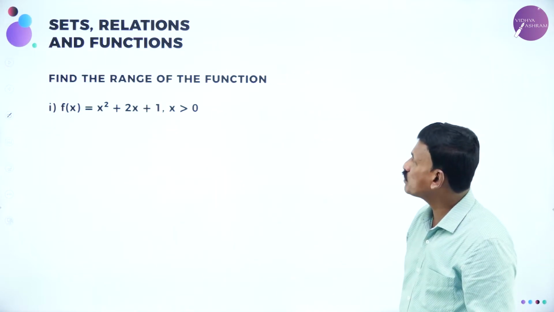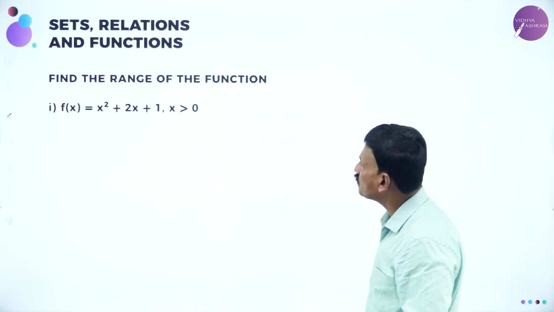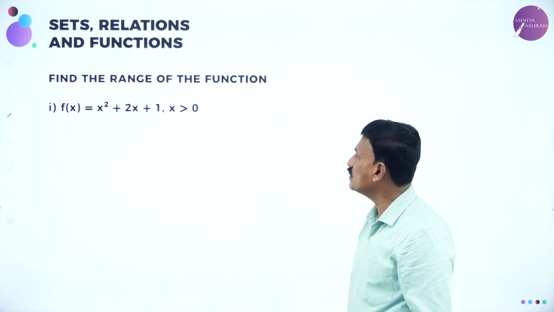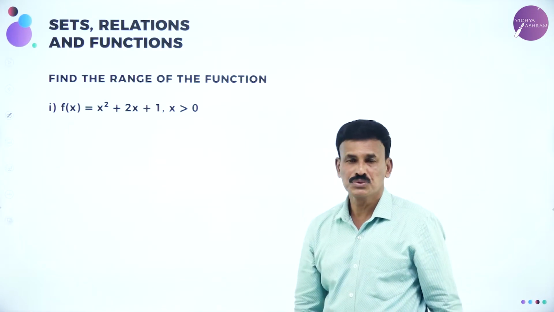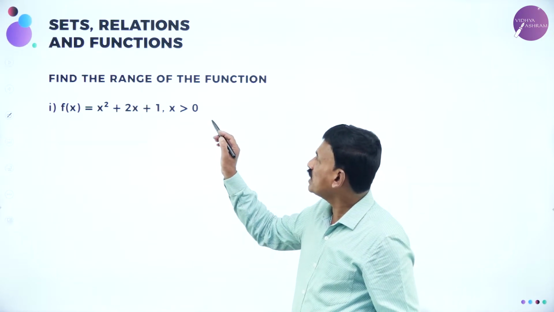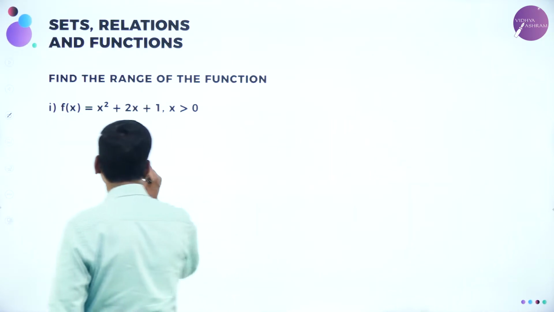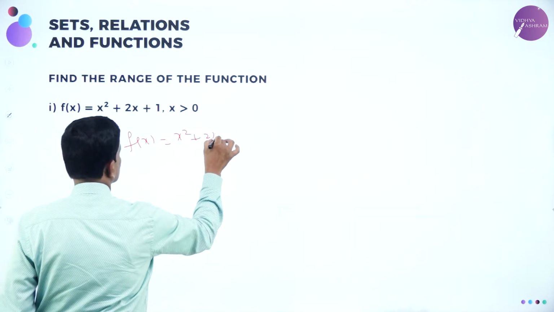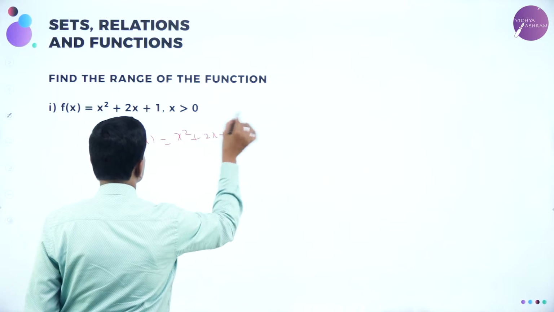Now let us come to the next problem. Find the range of the function. What is the function given? f(x) = x² + 2x + 1 where x is greater than 0. Now what is to find? Find the range. Range is nothing but what is given here: f(x) = x² + 2x + 1 and x is greater than 0.